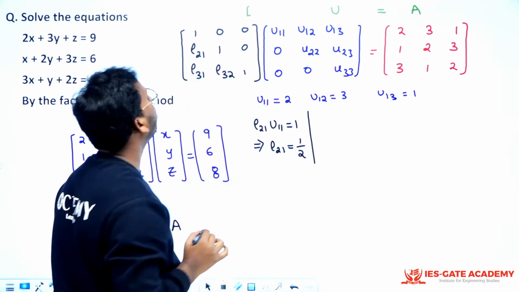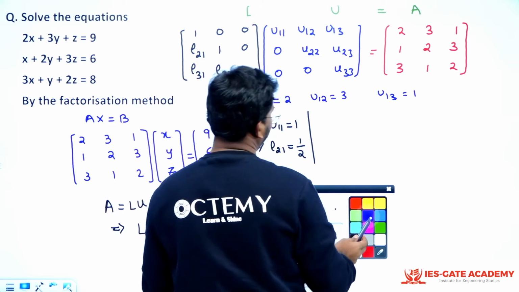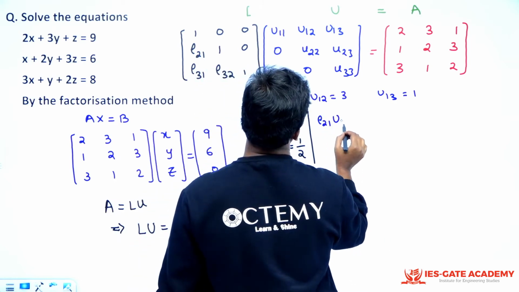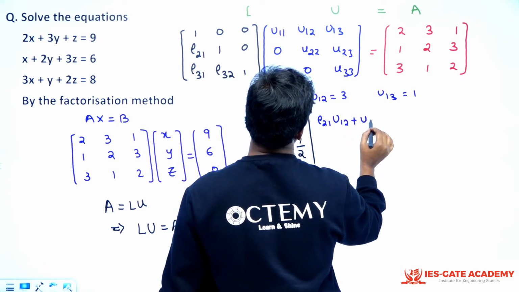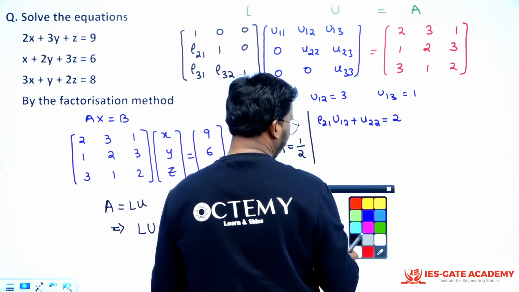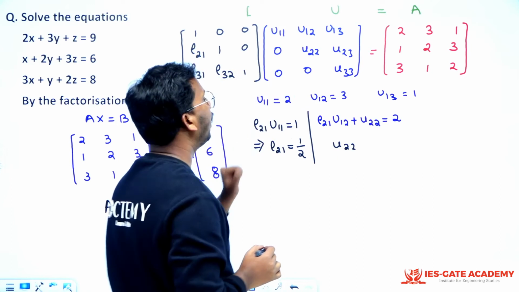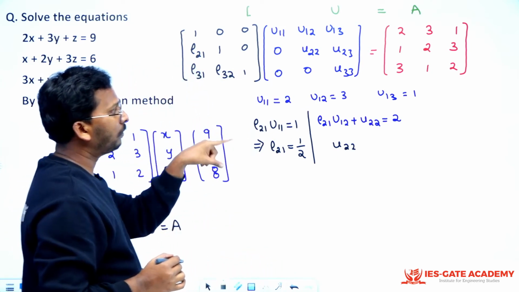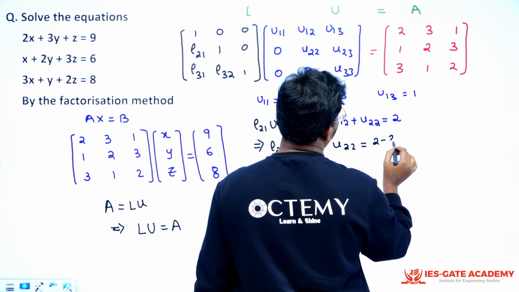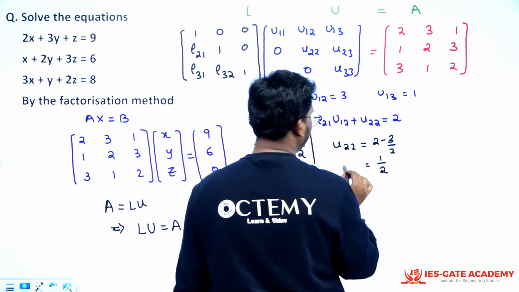Very good. Similarly, L21 U12 plus U22 is equal to 2. From here I can write U22, because I know L21 and U12. So U22 is 2 minus 3 by 2, which becomes 1 by 2.